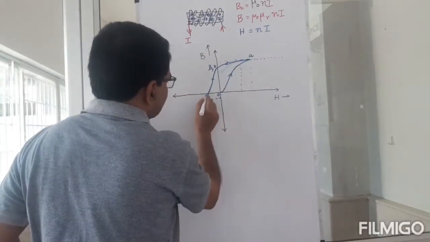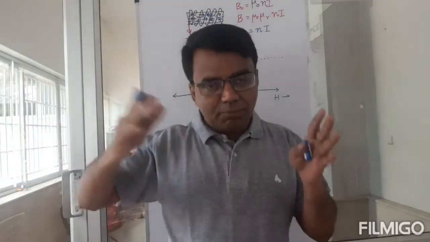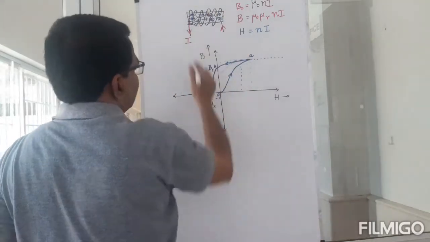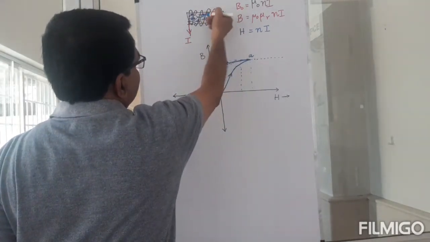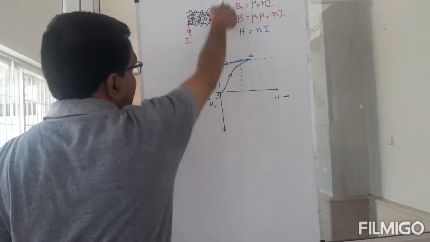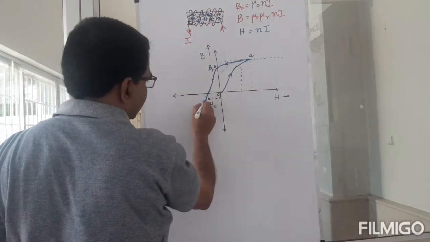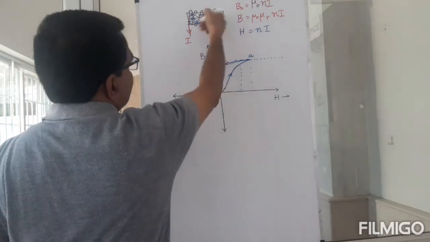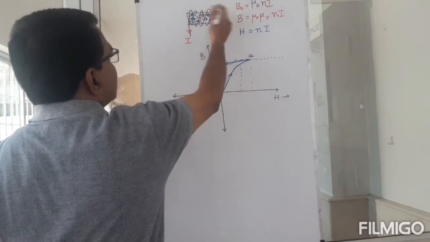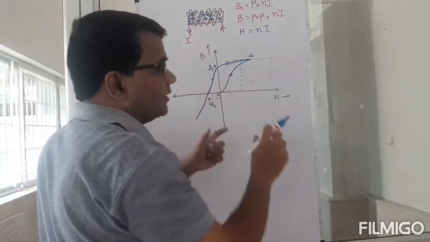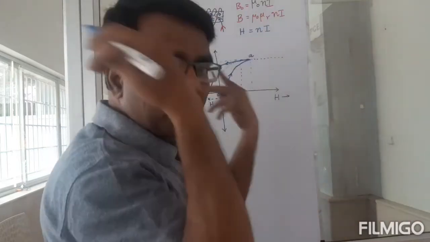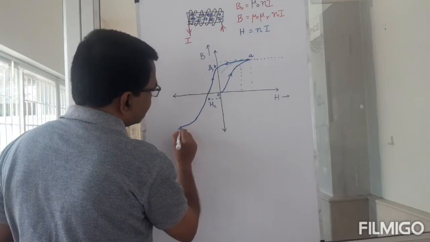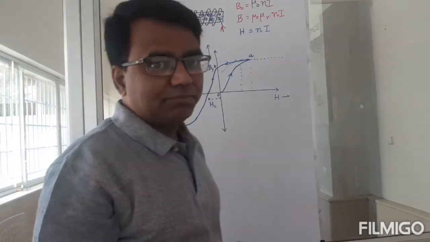So as you keep increasing, that opposite field will become stronger and stronger. More and more domains will keep aligning in the opposite direction, because you reversed the current direction. This will go all the way, and as you keep increasing, more and more domains will align, and finally all the domains will align in the opposite direction. So then you will reach some kind of saturation in this case.